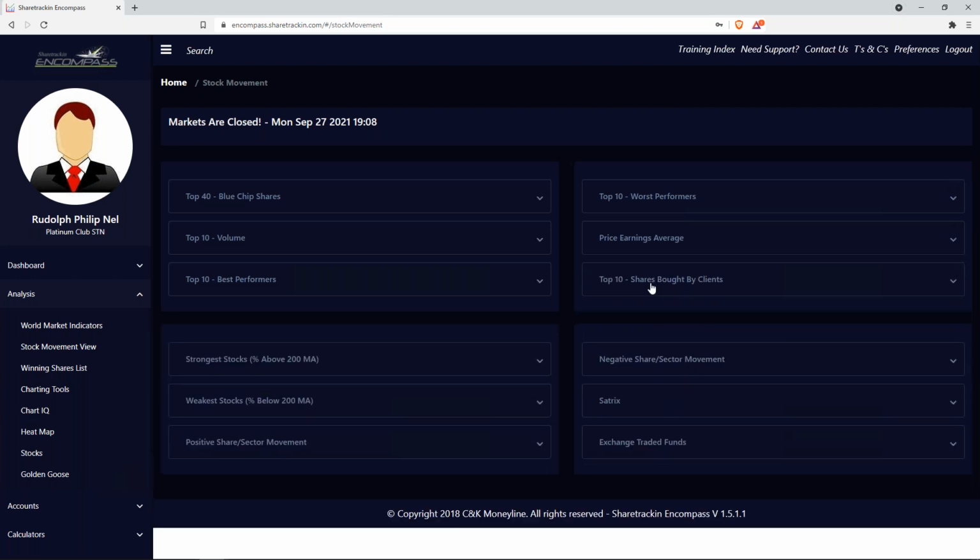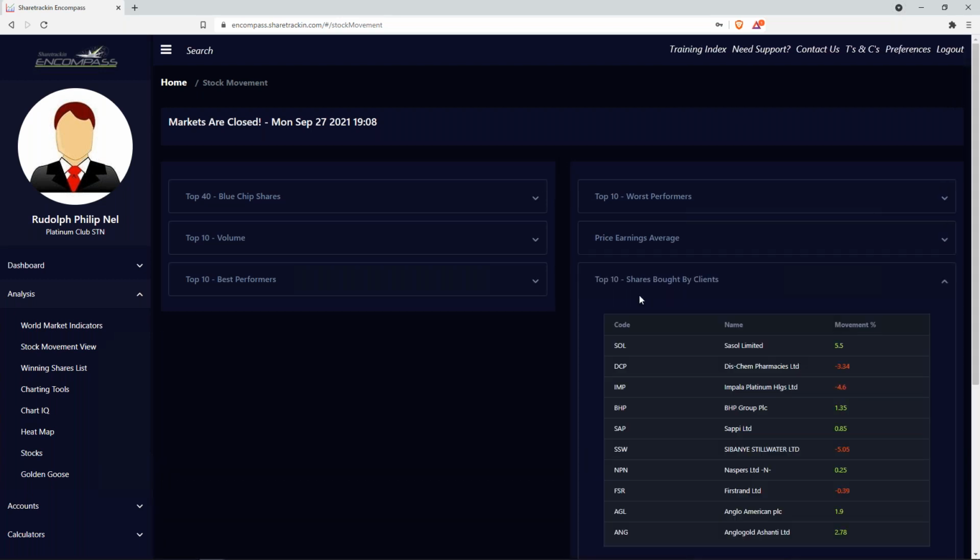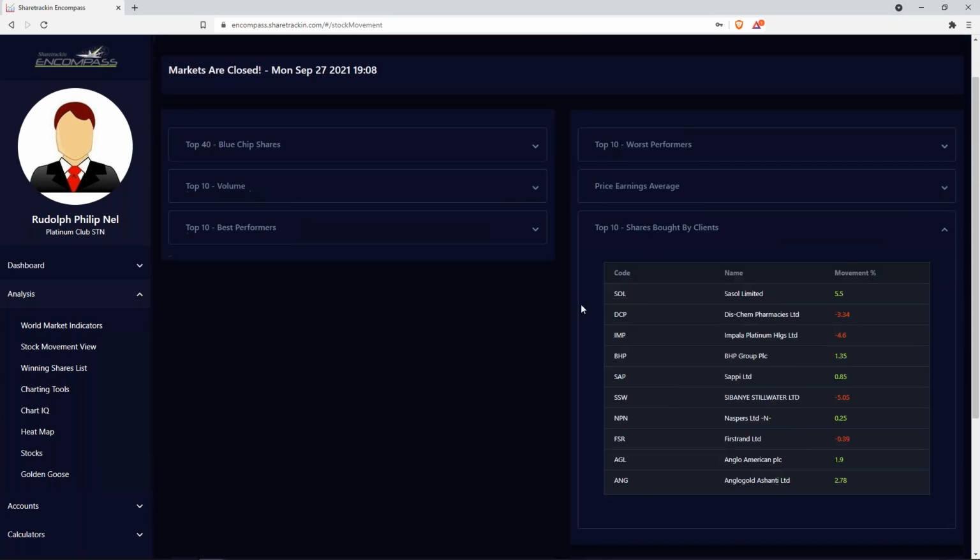Okay. Then you've got the top 40 shares bought by clients. So this list updates on a weekly or a daily or a monthly basis. It depends on how much you guys out there buy and sell these shares. So for instance, if more of you buy Anglo, Anglo will start moving up the list. So it's a bigger percentage of clients that buys Anglo. Or if less and less clients started buying Sasol, then Sasol would start going down the ladder instead of staying at the top of the ladder.